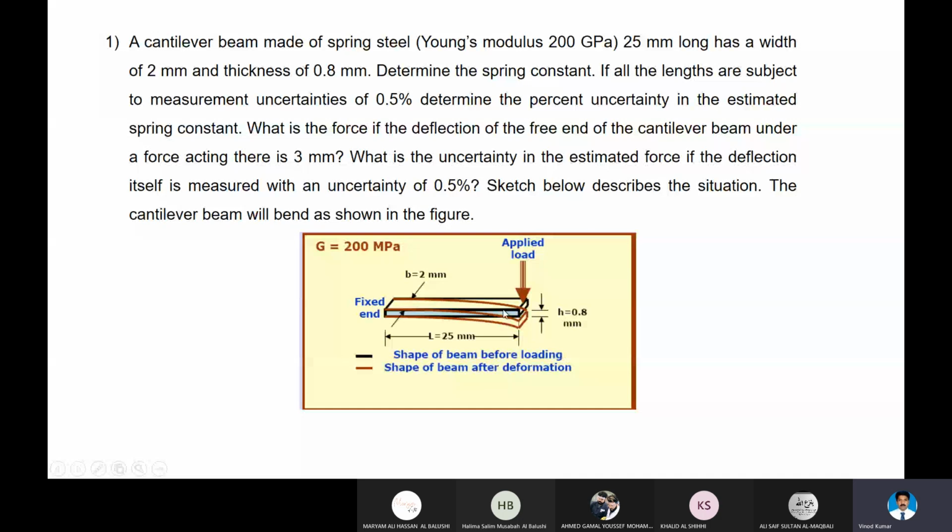We have a cantilever beam. A force is applied. Cantilever beam has a rectangular cross section, width 2, length 25, thickness 0.8. When force is applied, it deflects by 3 millimeter. If each measurement has an error of 0.5 percentage, what will be error in the measurement of the force? Is that clear question?